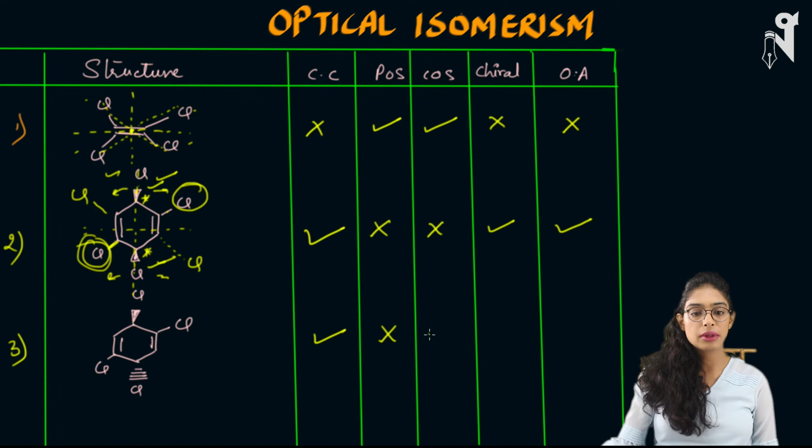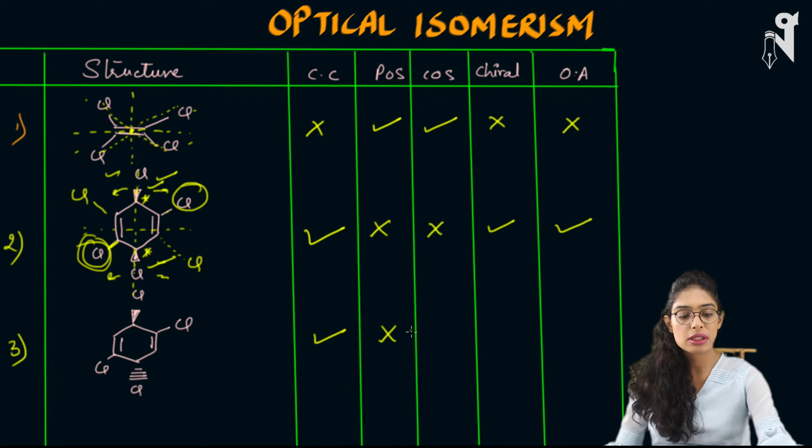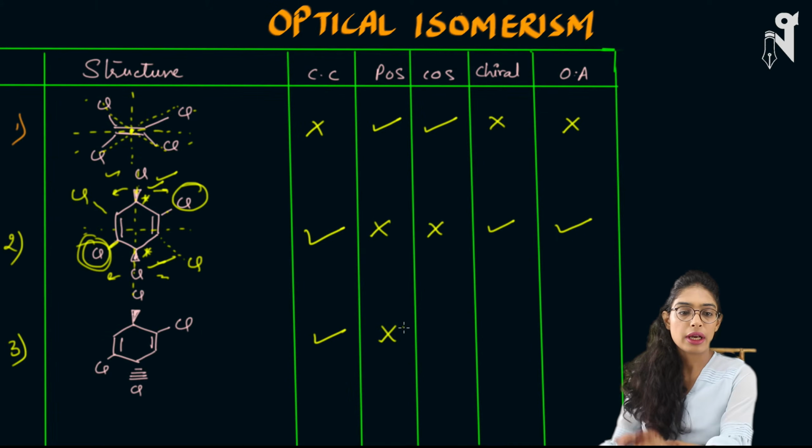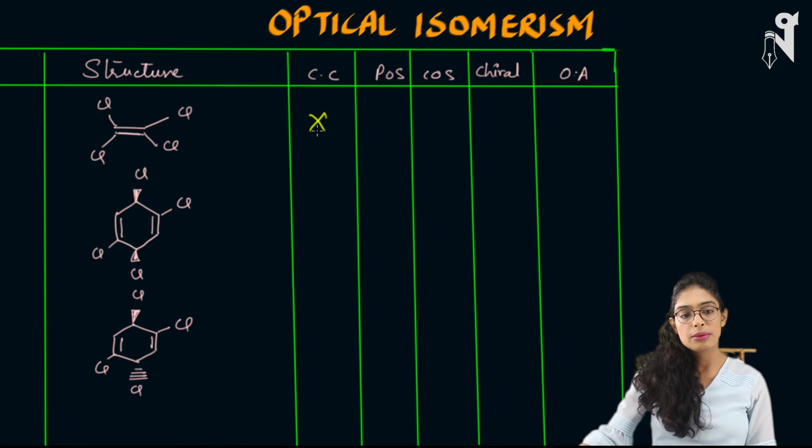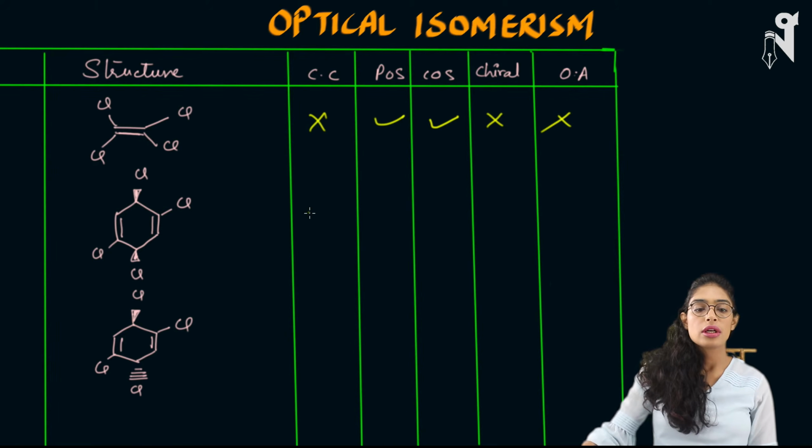Then I think I'll just clear up the above one because there is a lot of mess around it, and I'll rewrite the answer. POS is there, COS is there, chirality is not there, optical activity is not there. Chiral centers are there, POS is not there, COS is not there, chirality is there, optical activity is there.